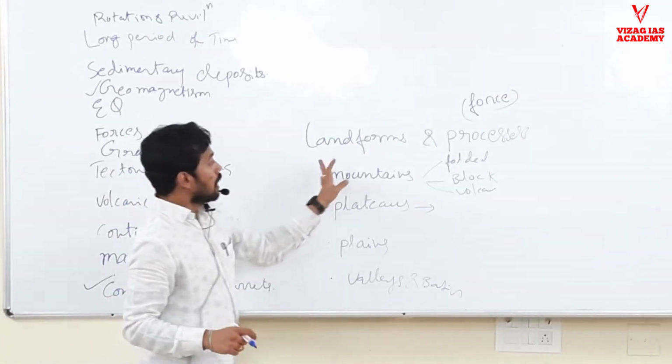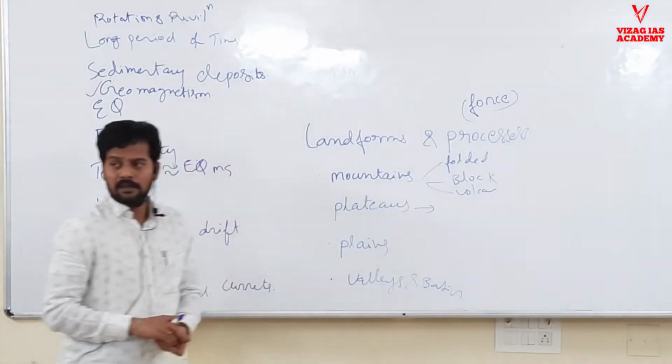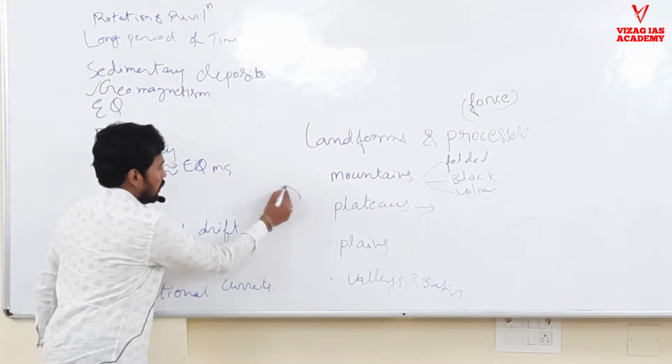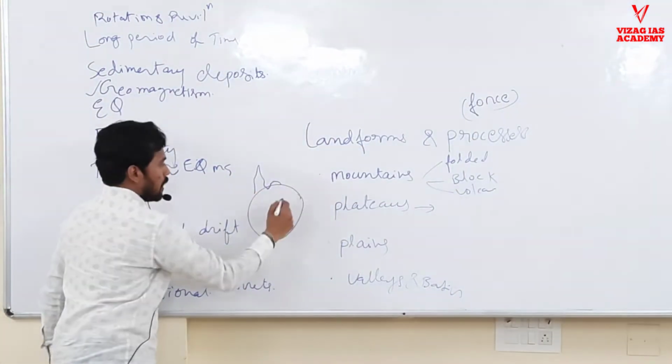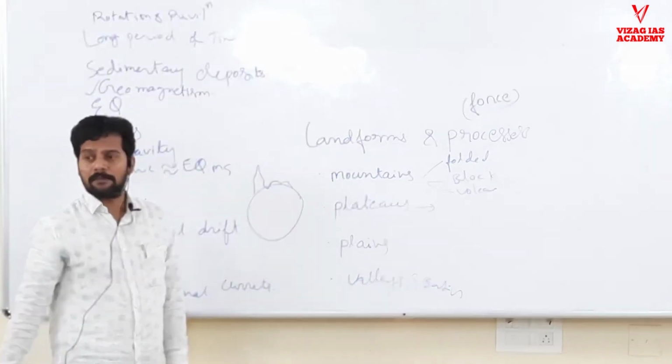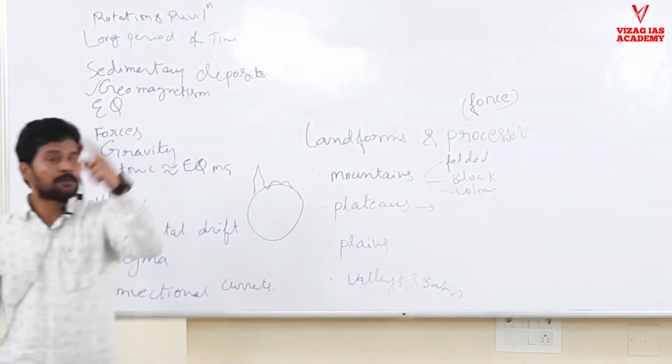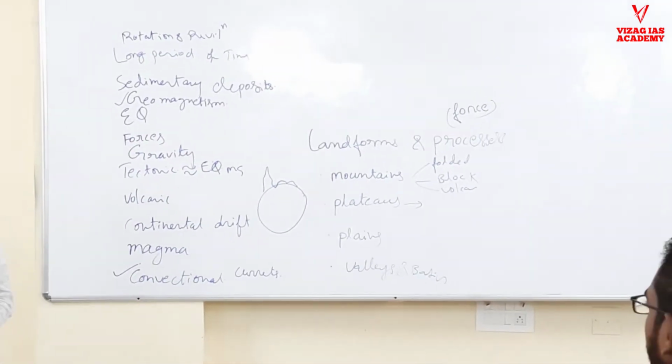Okay, next, what are the processes there? Earth is like this, why is it not there? There are mountains, these things are there. Why are all these things there? So there are two types of forces acting on it, causing it to create.